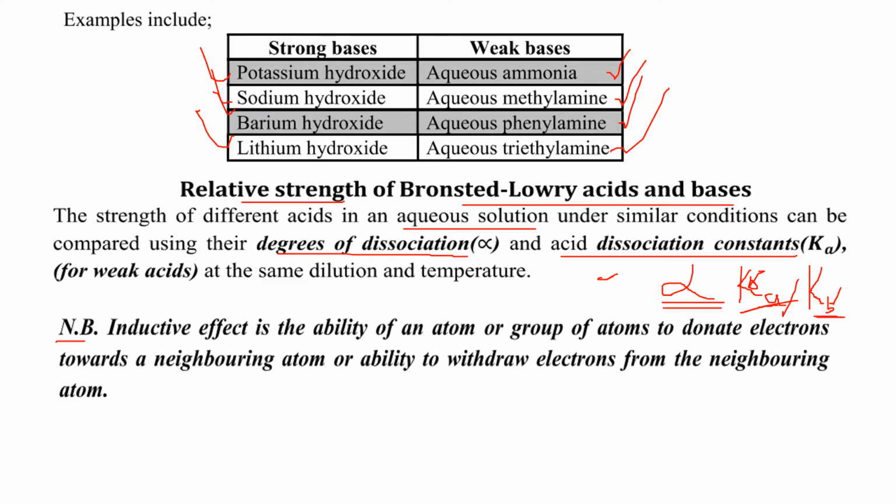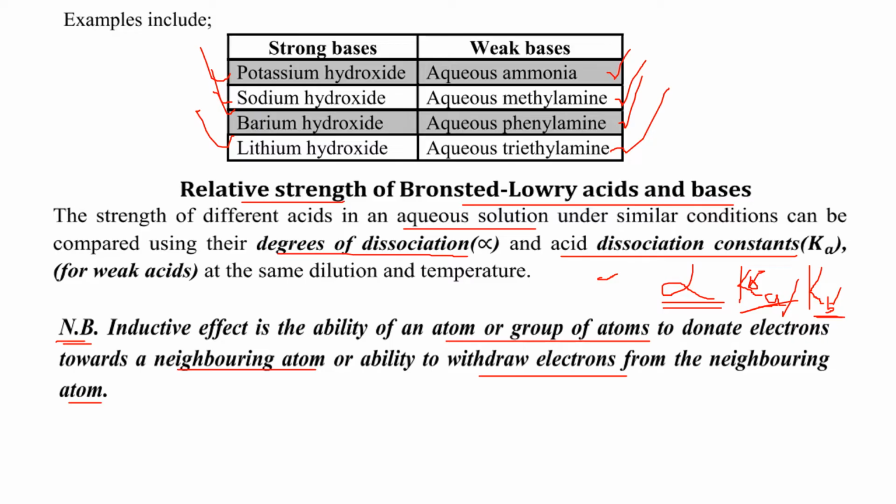Now looking at the note, we are saying that inductive effect, the definition of an inductive effect, just like we looked at it in chemical kinetics, we are going to be repeating that here. Inductive effect is the ability of an atom or a group of atoms to donate electrons towards a neighboring atom, or the ability to withdraw electrons from the neighboring atom.